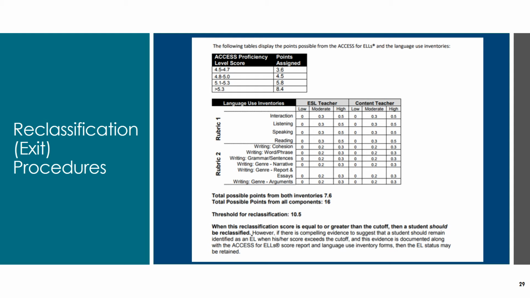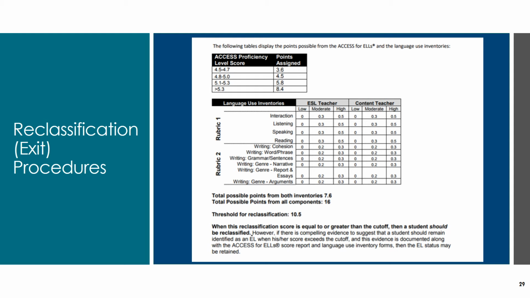The reclassification criteria in Pennsylvania has two components. The first component is the ACCESS Proficiency Level scores, and the second component is a language use inventory that entails two kinds of rubrics. One rubric addresses interaction, listening, speaking, and reading, and the second rubric addresses writing cohesion, writing word phrases, writing grammar, sentences, writing genre narrative, writing genre report and essays, and writing genre arguments.